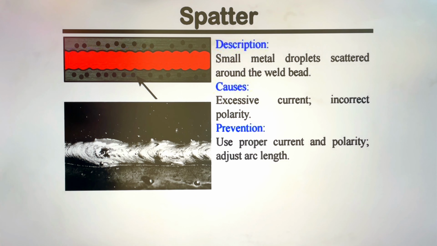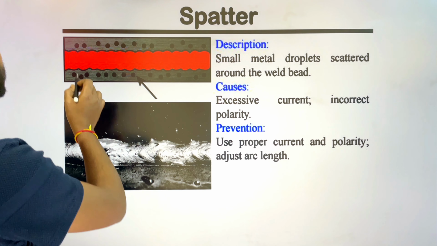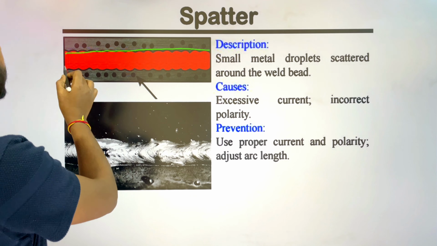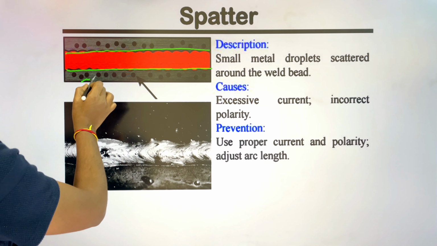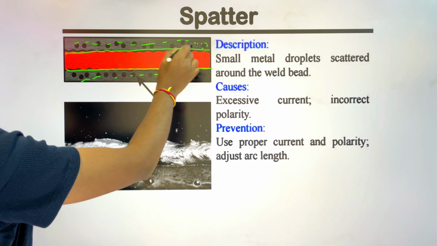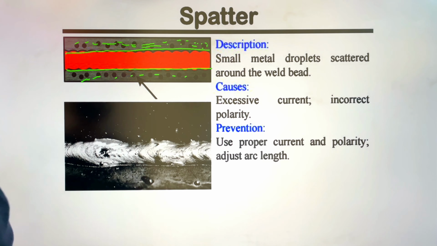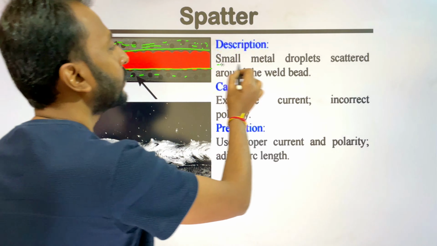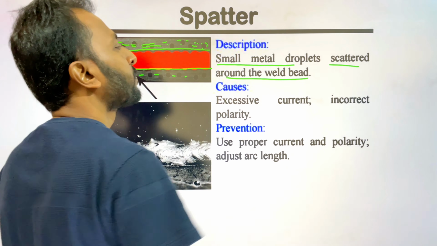Next one is the spatter. What is spatter? We can see this is the welding bead, and the black portions are the spatter. These are small portions that come out when we are doing welding. So spatter is small metal droplets scattered around the weld bead.